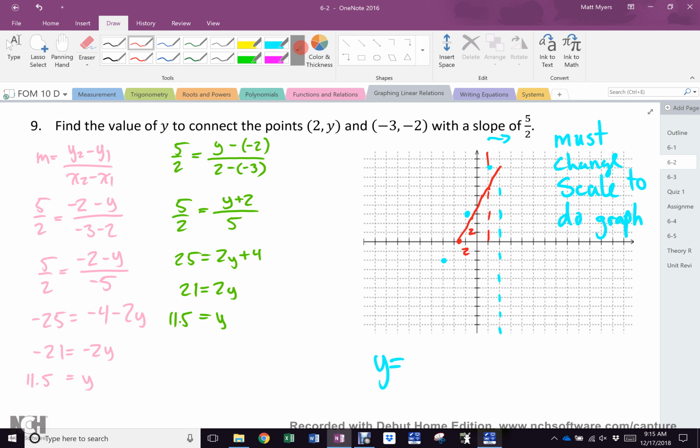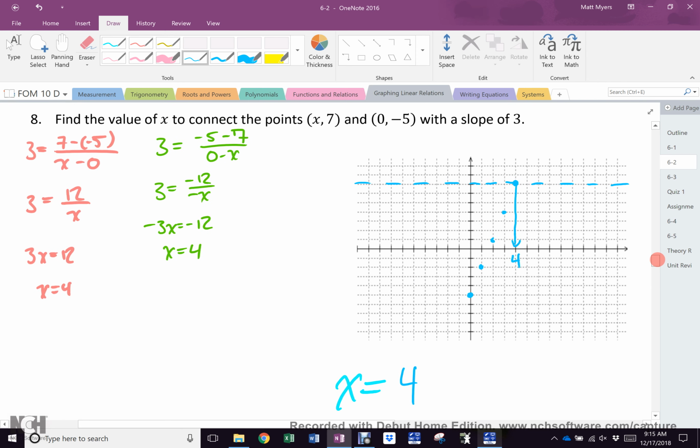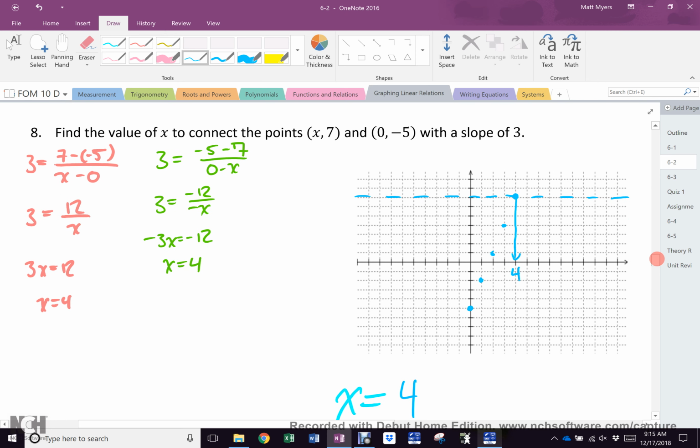Okay. I have them both done. Most of you should have the first one done, yeah? What is your answer for number 8? What is y, or what is x? 4. There it is, the only 3 ways you could have done it.